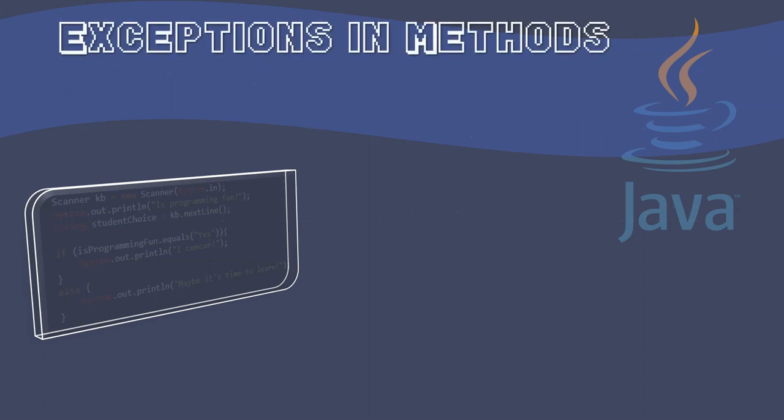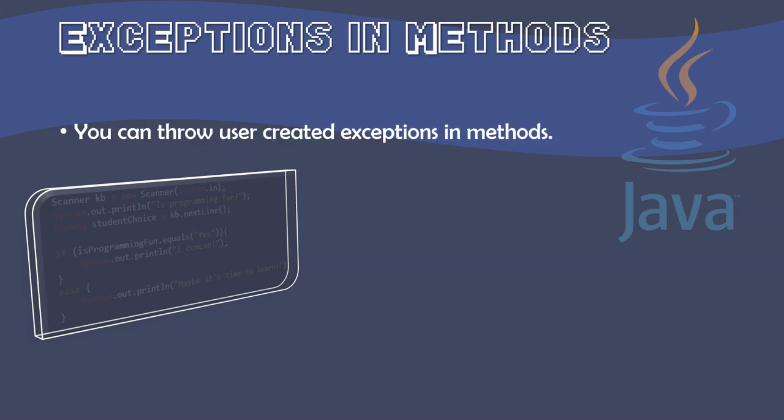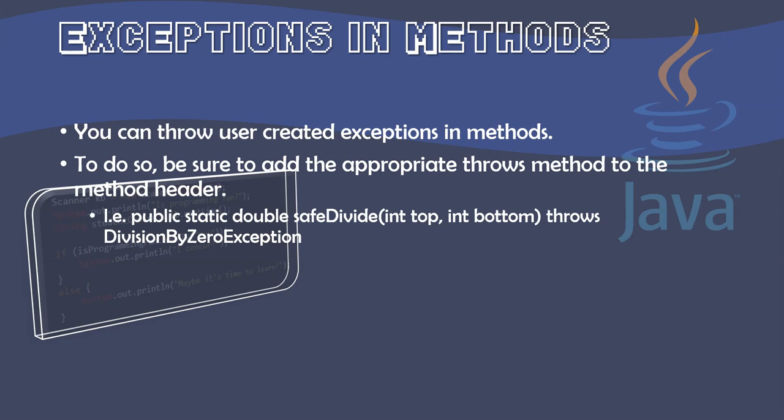Now, we can use exceptions within methods themselves. So if we want to throw an exception in a method, we can do that. We could just use the throw command. We just have to make sure we use the appropriate throws clause in the header. So we have to make sure, like, hey, this method throws an exception. So for example, we could say public static double safeDivide(int top, int bottom) throws DivisionByZeroException. So that is a method that's going to handle that rather than me putting that throws into my main code, which can be really helpful, especially if it's going to be a method that you're going to use a lot. You can just call that method rather than having to write again and again those different pieces.